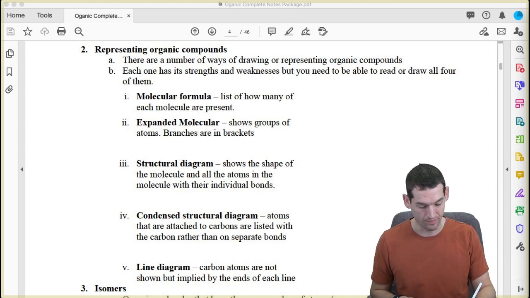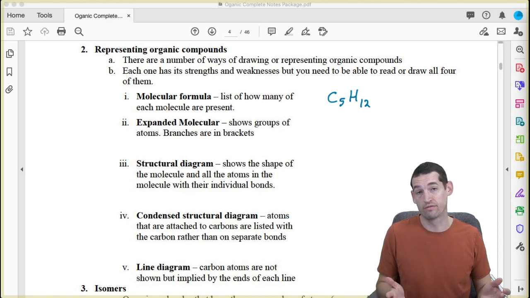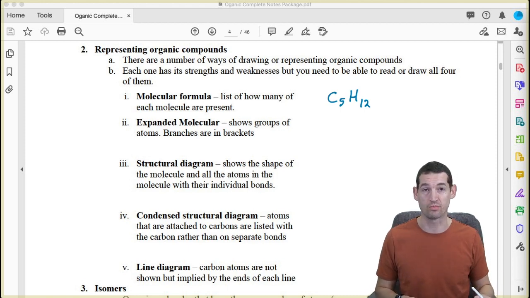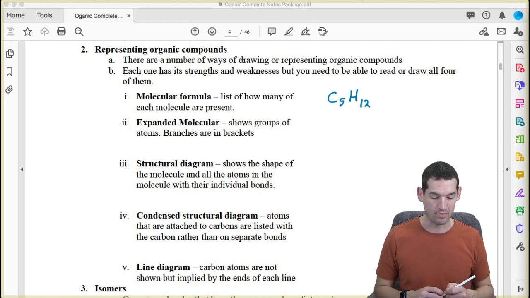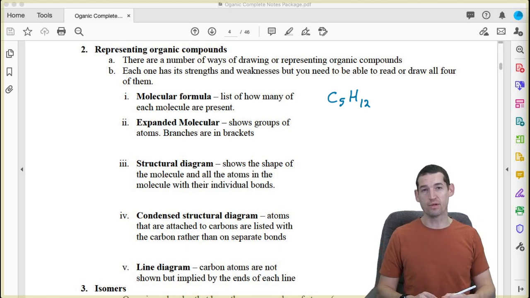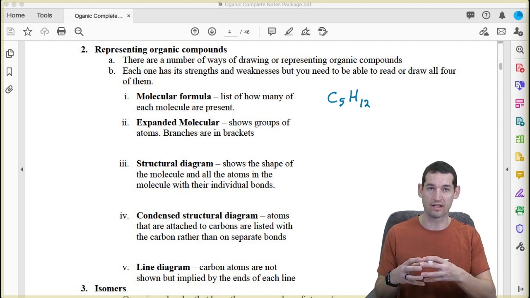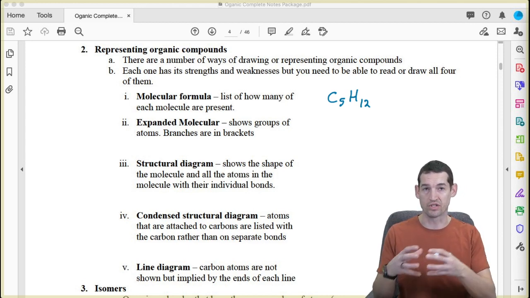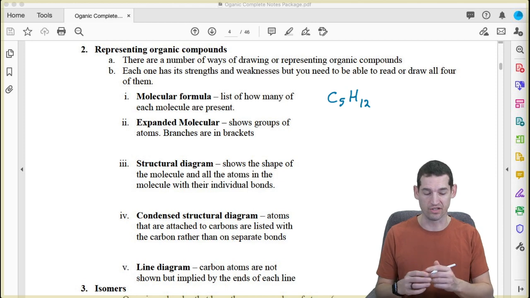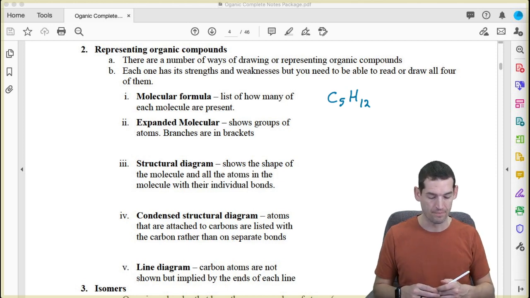So for example, C5H12. I know I have 5 carbons and I have 12 H's, but I have no idea what their arrangement might be. Expanded molecular gives us a little bit more information, as groups of atoms tend to be put together in clumps rather than just listed as like 5 carbons.